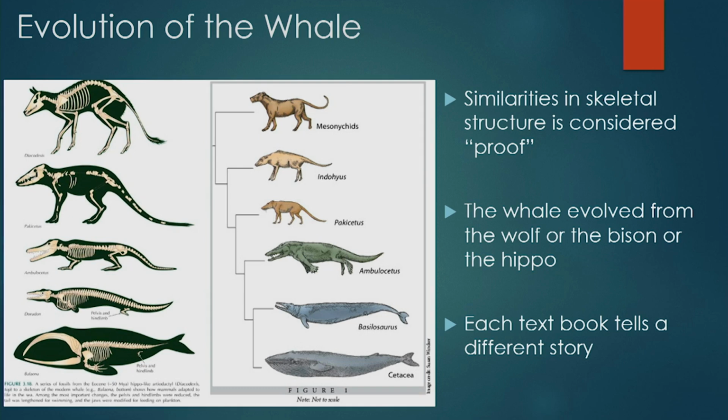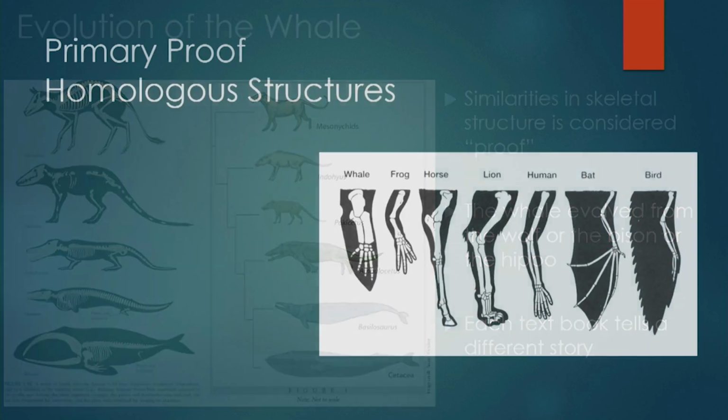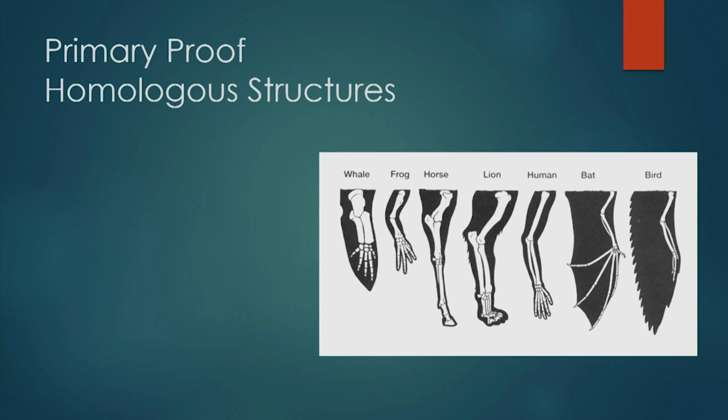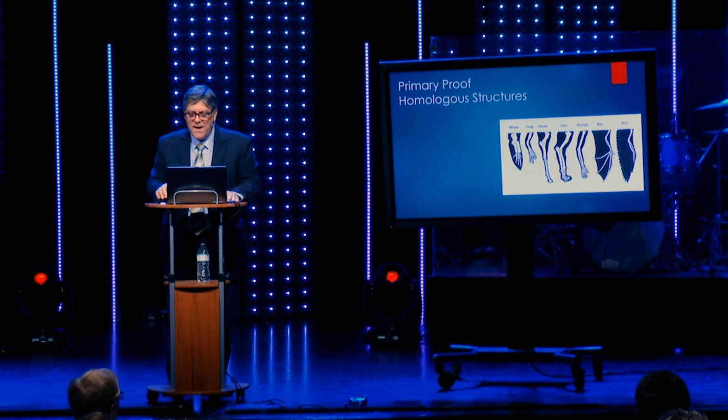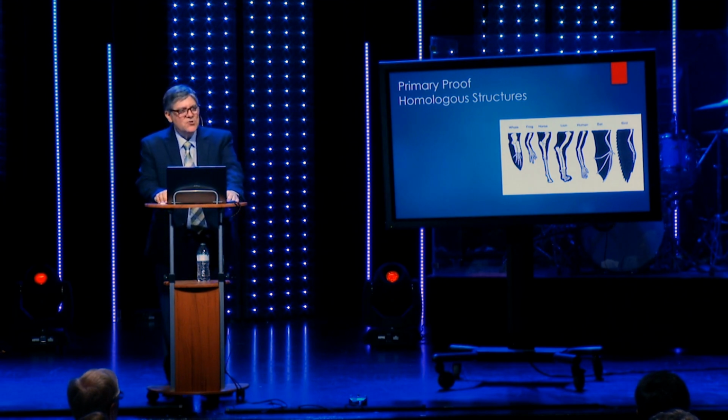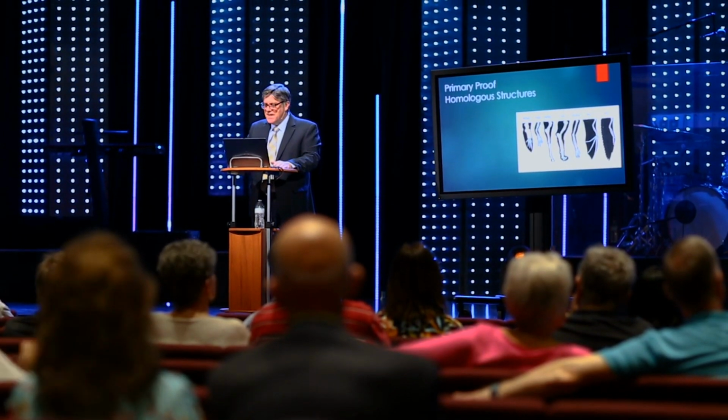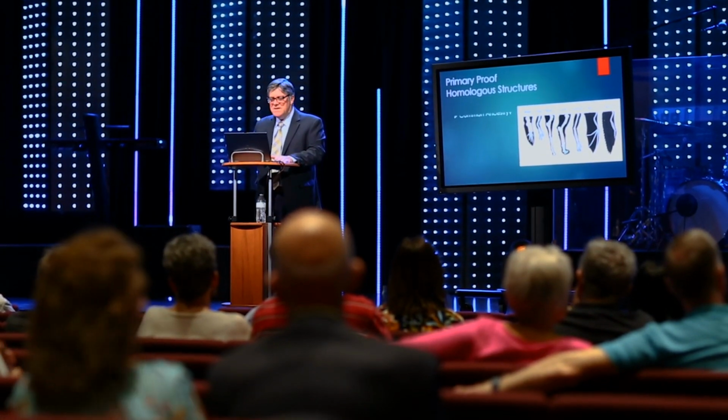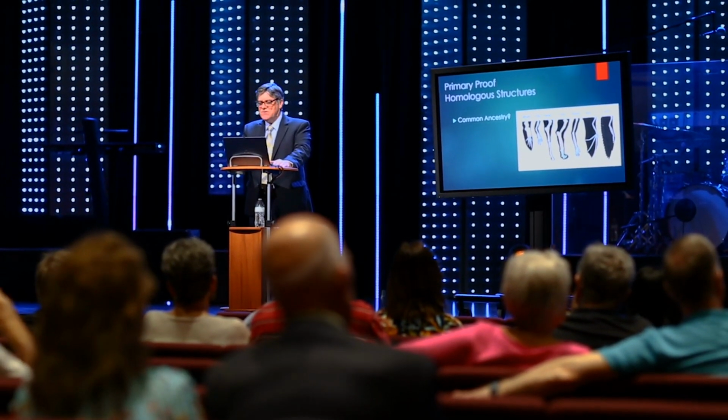And then here's another one where we see that the whale evolved from the hippopotamus. And now how do they come up with this notion? It's called homologous structures. And what they do is that they compare the wing of a bird, the wing of a bat, the arm of a human, the leg of a lion, a horse, and a frog, and the fin of a whale, and they say, gee, don't they look similar? That must be proof that they evolved from a common ancestor.